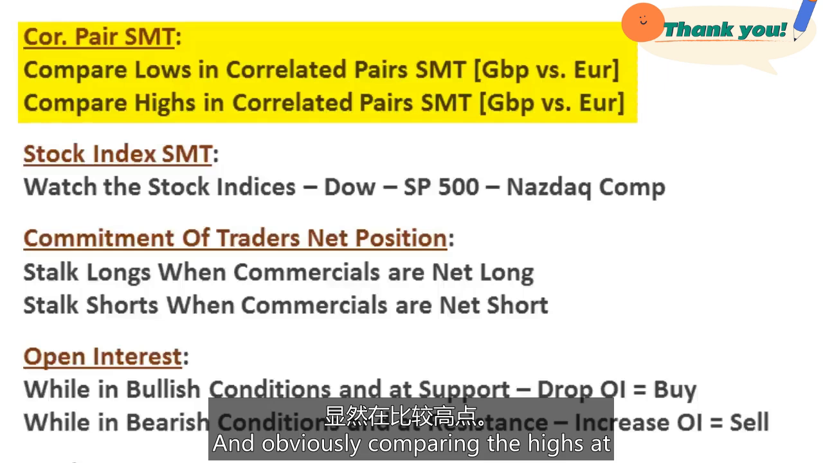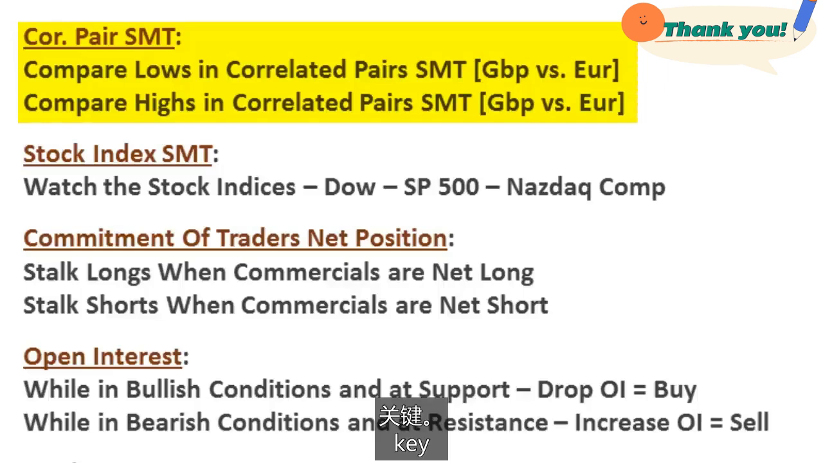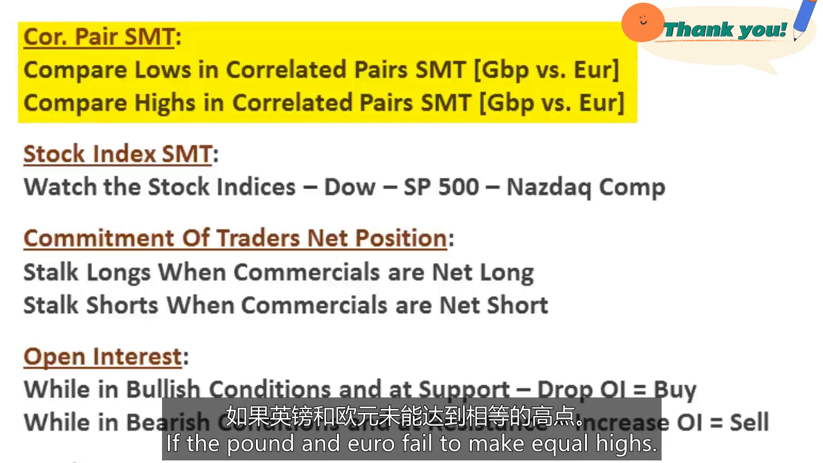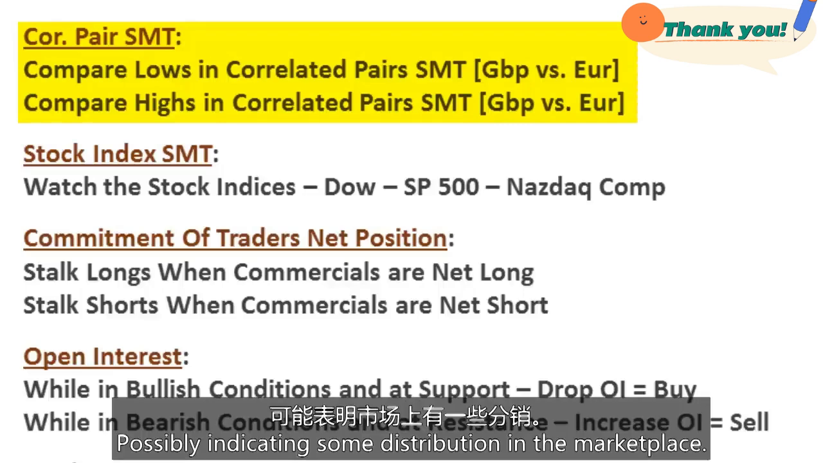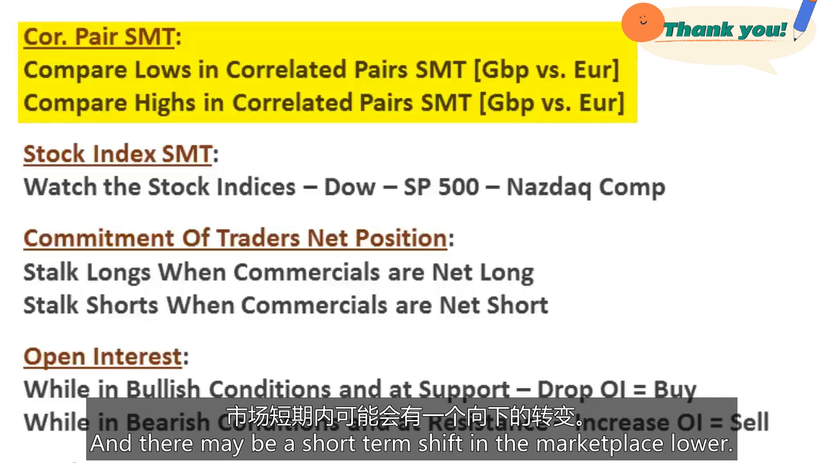And obviously comparing the highs at key resistance levels, if the pound and euro fail to make equal highs, that's a correlated pair SMT, possibly indicating some distribution in the marketplace, and there may be a short-term shift in the marketplace lower.